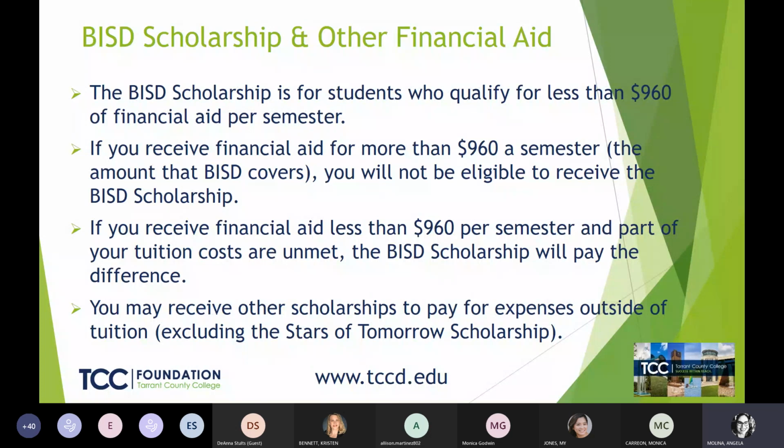And then if you receive financial aid less than the 960, so let's say you got a partial TPEG that was only $500, but you still had some unmet tuition costs, then the BISD scholarship can pay the difference. So if you were taking 15 credit hours and you had $500 worth of a grant from the FAFSA, then $460 could be applied from the BISD scholarship to make up the difference.